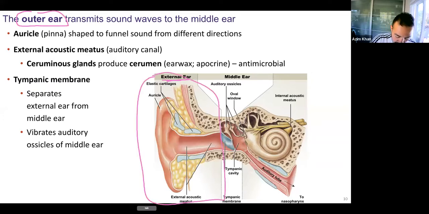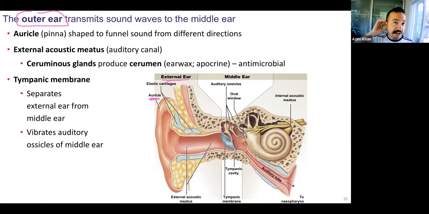It includes your auricle or pinna. This is shaped round like this so that it can funnel in sound from different directions. If you scrunch up your ear like this, you can still hear. It's just going to be harder to locate in 3 dimensions where that sound is coming from. And this auricle, remember, is made of elastic cartilage so that if you brush your head up on something in tight spaces, no problem, it'll just bend and adapt to whatever it's brushing against.